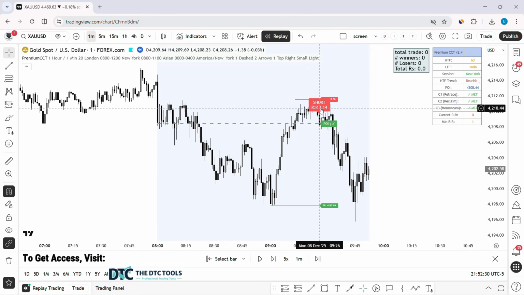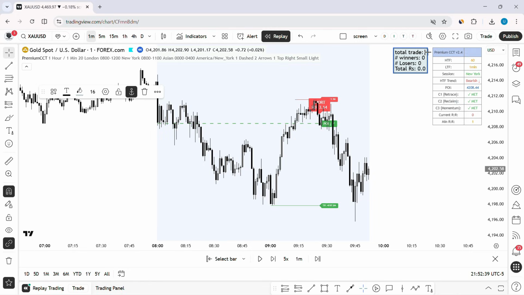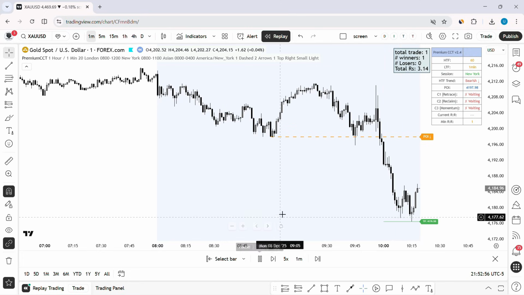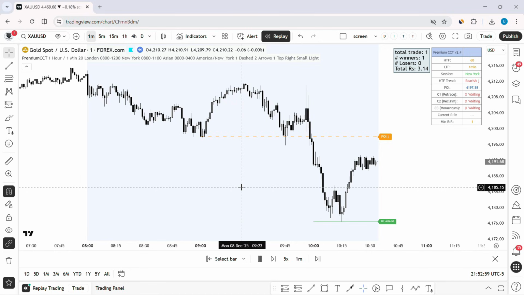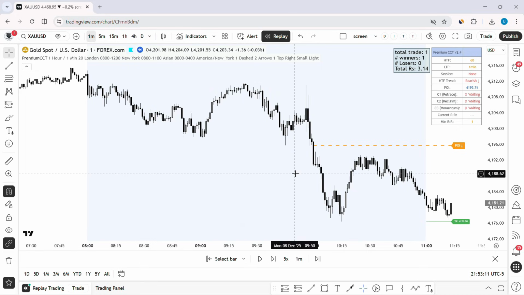So this is the first trade. It has resulted in profit, giving us 3.14 R. Let me change the numbers in the table. Now let's continue. So no other trade formed during this session.